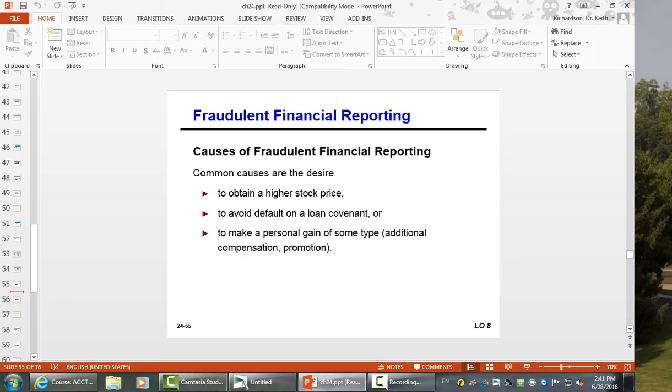Avoid default on a loan covenant. If you violate a loan covenant, you have a current ratio down. Can't be worse than 1 to 1, right? Can't be lower than 1 to 1, or 1.5 to 1. Might be tempted to cheat and classify a non-current asset as a current asset, or a current liability as a non-current liability. Get your current ratio up. Sure, you can do that, no problem. Easy to do, really simple.